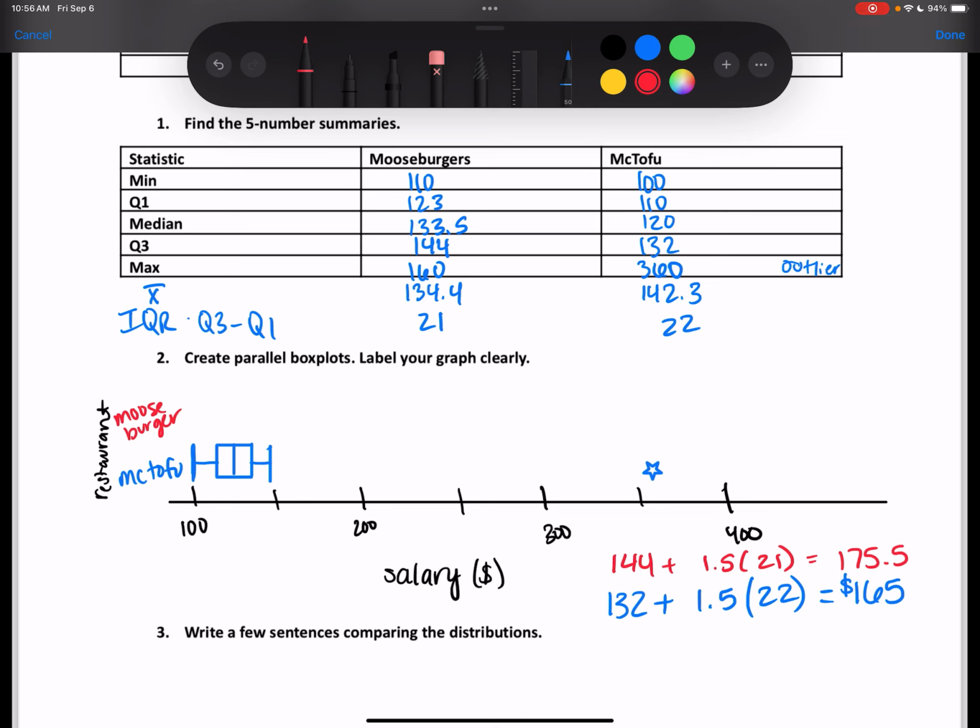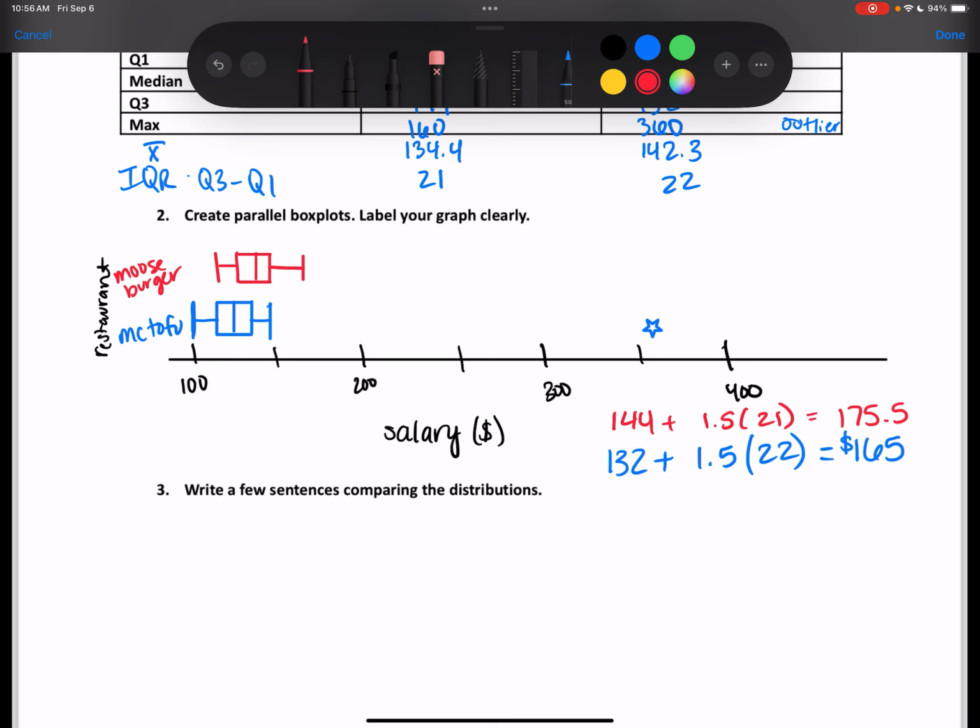So I'm going to, min is 110. Q1 is 123. Median is 133. Q3 is 144. And then max is 160. And no outliers on that one, so we're good.